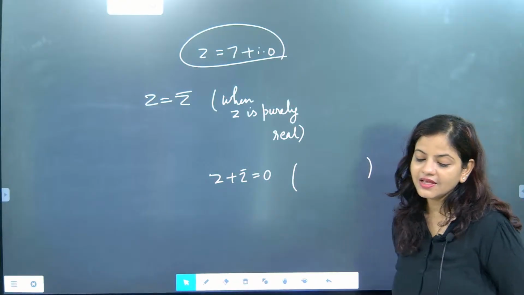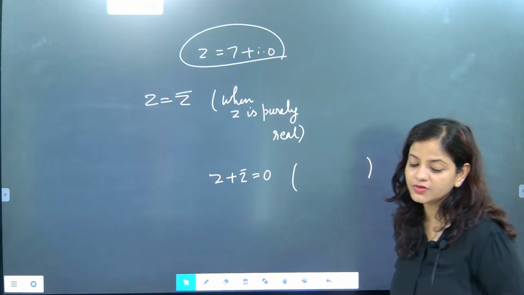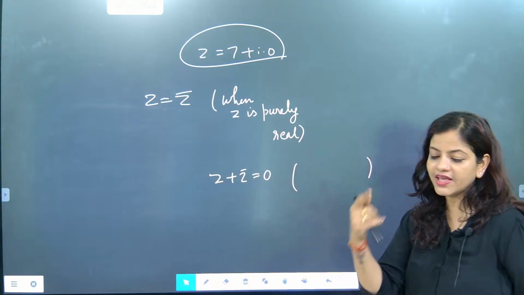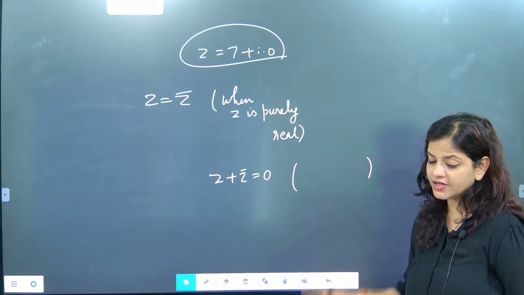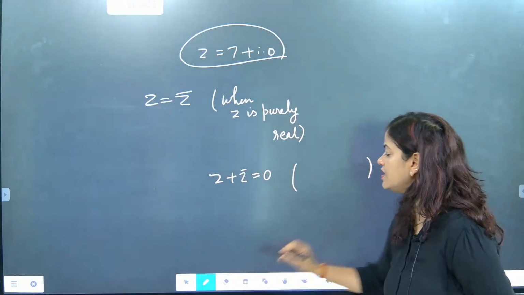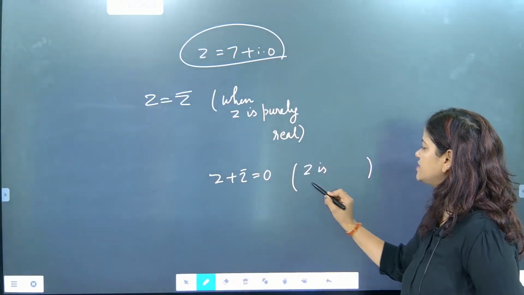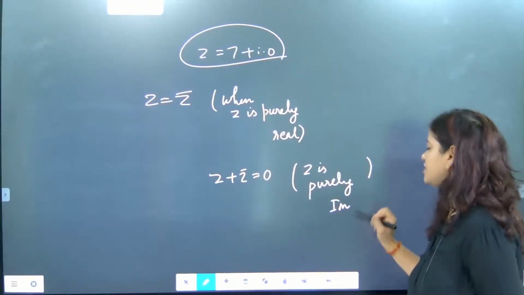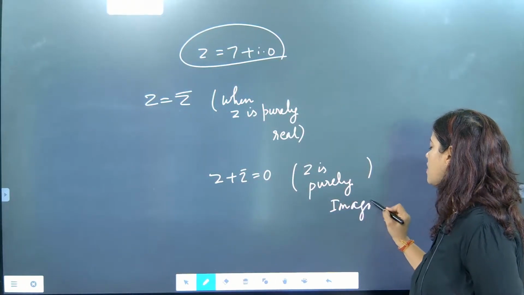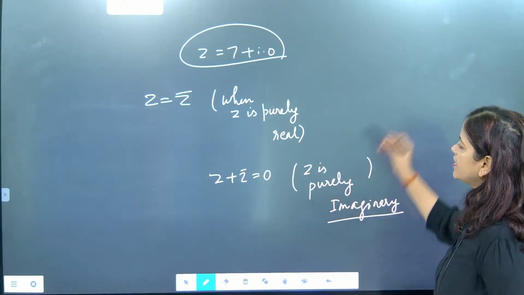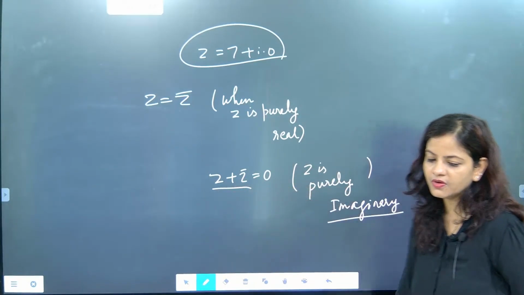What is the answer here, beta? Z plus z bar is equal to 0. What is the conclusion drawn? Z plus z bar, when can it come as 0? It will come as 0 when z is purely imaginary. Z is purely imaginary. Okay? How is it possible? So now look here. This part will come 0 when?